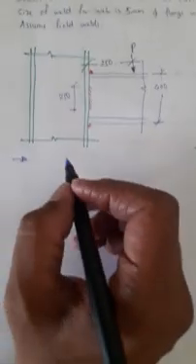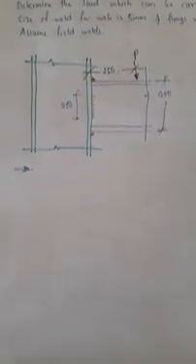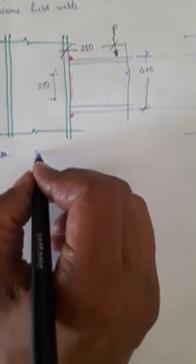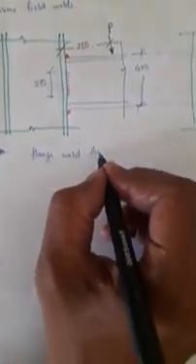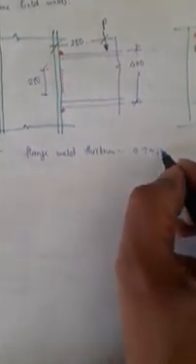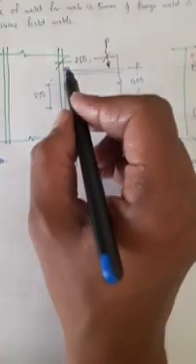First I need to determine area of the weld. In the earlier case, when thickness was same, directly I calculated L into T. Now here different lengths are there, different thicknesses are there. So I need to determine total area of weld. Flange weld thickness is equal to 0.7 into 10, that is 7 mm. 0.7 into 10 is the throat thickness of this flange weld.